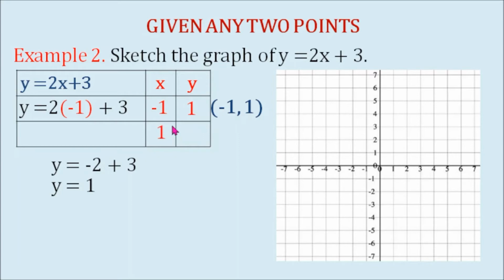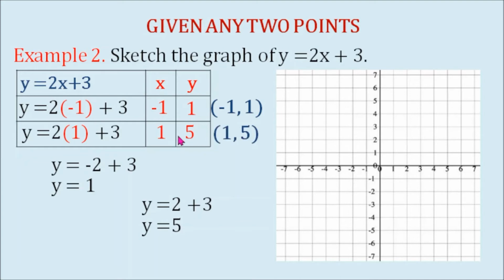And for our second choice, we are going to substitute x here with 1. That gives us y equals 2 times 1 plus 3. And 2 times 1 is 2. So we have y equals 2 plus 3, and 2 plus 3 equals 5. This means y here equals 5, and our second point has the coordinates 1 and 5.